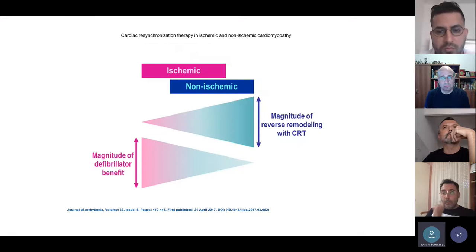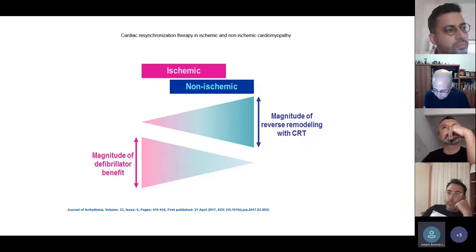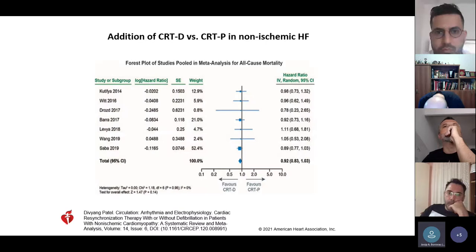Obviously, from a pathophysiological standpoint, it is generally thought that if you have non-ischemic cardiomyopathy, you have a higher potential and higher magnitude of reverse remodeling with CRT, whereas if you have ischemic cardiomyopathy, you would have a better beneficial magnitude if you implant a defibrillator. So you would consider in that case ICD and CRT-D implantation. This is an interesting analysis that showed how the addition of CRT-D versus CRT-P in non-ischemic heart failure did not significantly impact all-cause mortality.